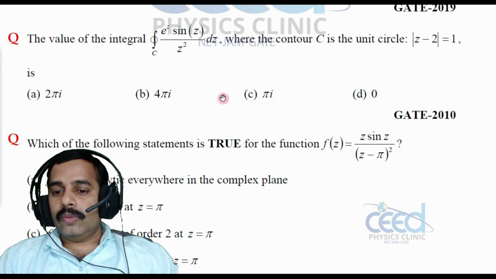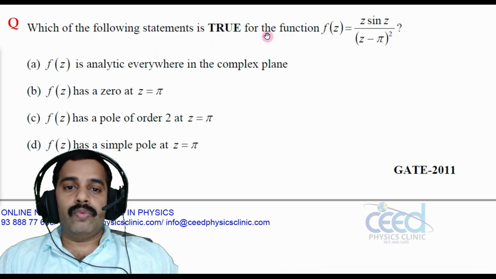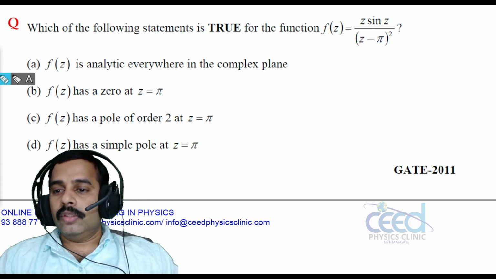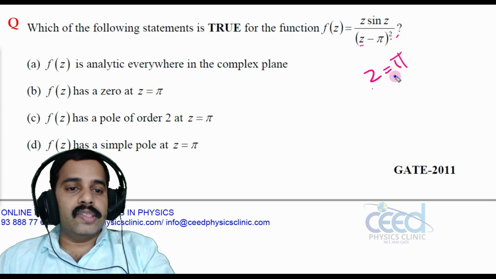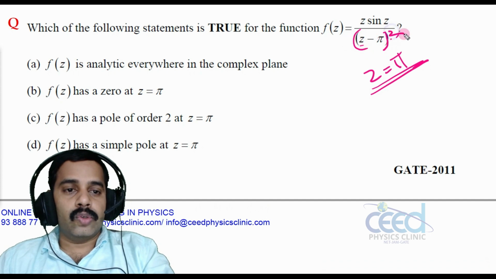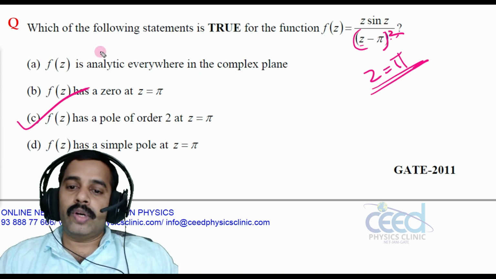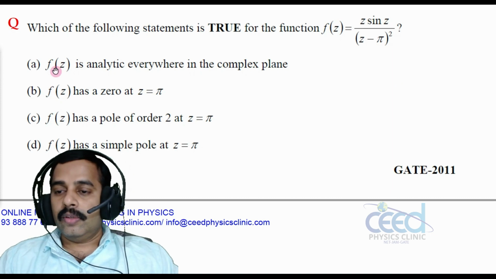Now we have another question here. Which of the following statements is true for the function f of z is equal to z sin z divided by (z minus pi) the whole square? So here the function blows up at z is equal to pi, right? The denominator becomes 0. So z is equal to pi is the pole, but it has a square here, so it is a pole of order 2, right? So f of z has a pole of order 2 at z is equal to pi. Option C is correct, right?